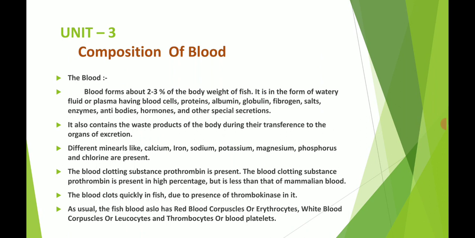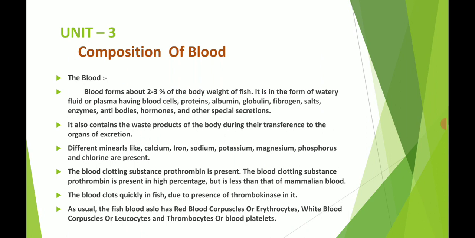The blood clots quickly in a fish due to the presence of thrombokinase in it. In fishes, compared to the mammals, the blood clots very quickly because of this special substance, prothrombin, which carries out the process where the thrombokinase process takes place.